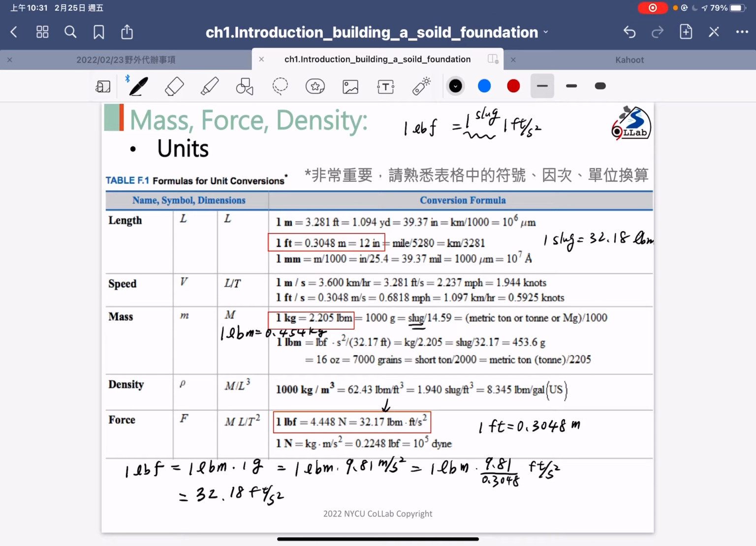Okay, here is the 1 slug. So 1 slug acting with the 1 ft per second square acceleration is equal to 1 pound force. So if you compare these equations here, you can see the number shown here should be equal to 1 slug, right? And the unit is here, the unit 1 pound mass and the conversion factor here.